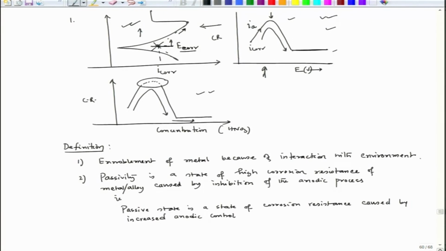So, passivity is a state of high corrosion resistance. Here we could see that the corrosion rate is decreasing. This is I A, which is nothing but the dissolution rate of the metal, because of the inhibition of the anodic process. Here we have reached the maximum anodic dissolution, and then anodic dissolution is inhibited and it reaches this level.